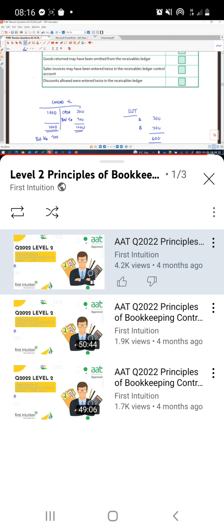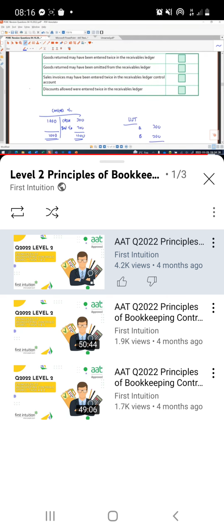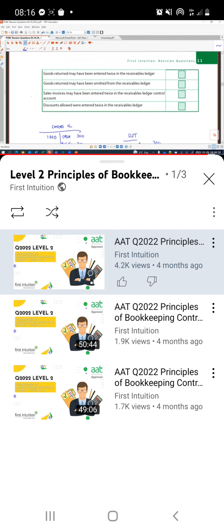So we're looking for three reasons that could explain the difference. We've got three correct answers and one that isn't the answer. So let's start at the beginning. Goods returned may have been entered twice in the receivables ledger. Whenever it says receivables ledger, my brain says list, just so I know where I am.